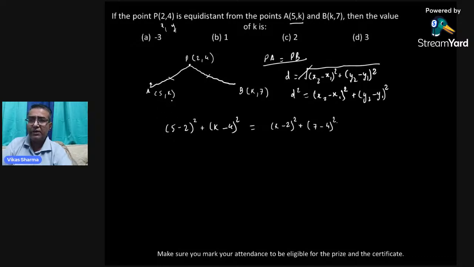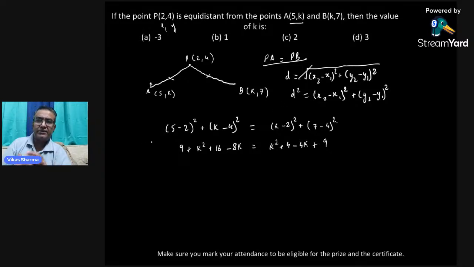So 5 minus 2 is 3, 3 square is 9, plus k minus 4 whole square will give me k square plus 4 square which is 16, and minus 2ab, so minus 2 times 4 times k, which is minus 8k, should be equal to k minus 2 whole square, so again k square plus 4 minus 4k, a square plus b square minus 2ab, plus 7 minus 4 is 3 and 3 square is 9. Since they are the same things on opposite sides of equal to, we can cancel them straight away. So 9 and 9 can be cancelled, k square and k square can be cancelled, and we don't have anything else.